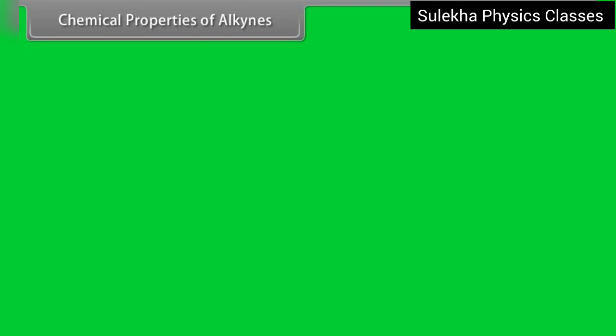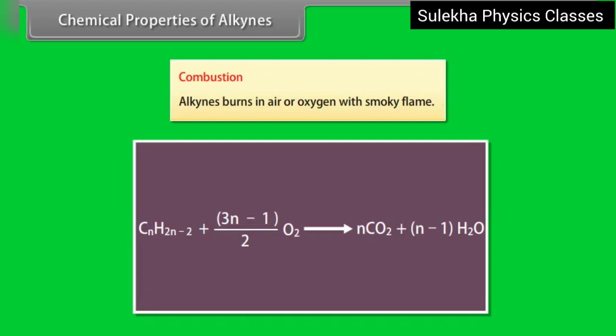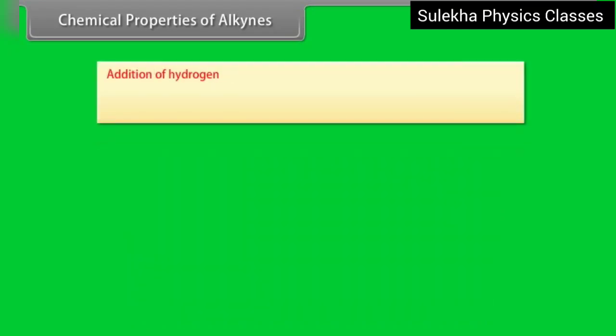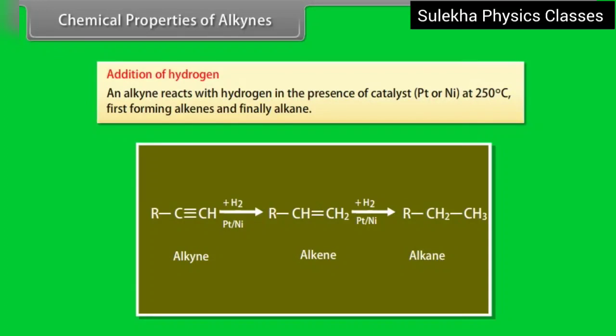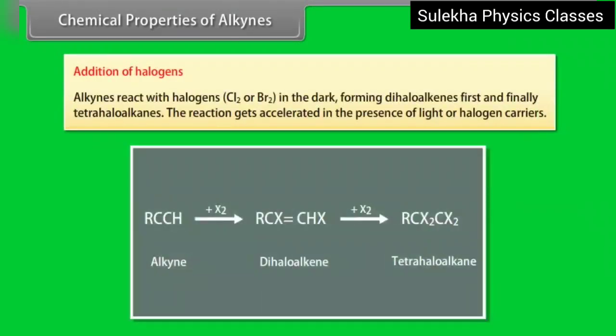Chemical properties of alkynes. Combustion. Alkynes burn in air or oxygen with a smoky flame. Addition of hydrogen. An alkyne reacts with hydrogen in the presence of catalyst, Pt or Ni, at 250 degrees centigrade, first forming alkenes and finally alkanes. Addition of halogens. Alkynes react with halogens, Cl2 or Br2, in the dark, forming dihaloalkanes first and finally tetrahaloalkanes. The reaction gets accelerated in the presence of light or halogen carriers.